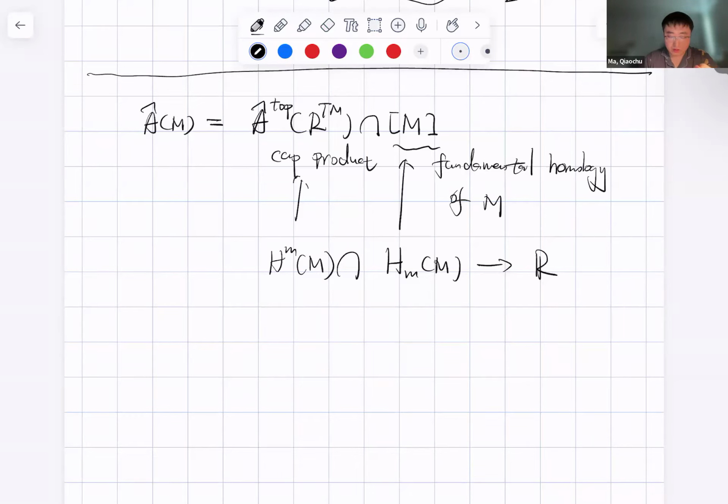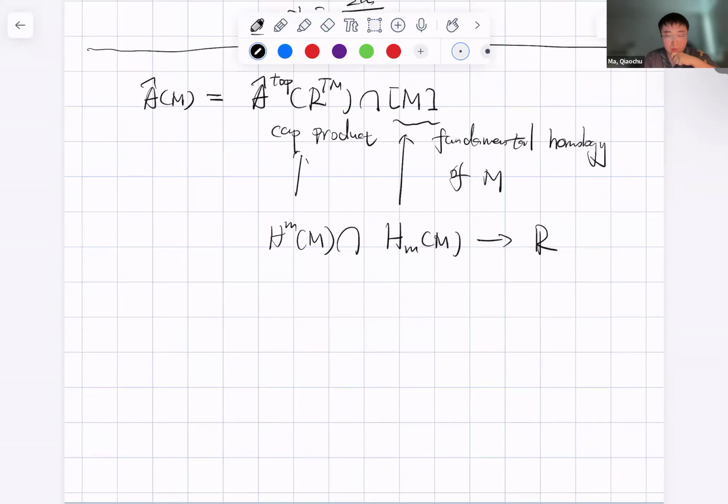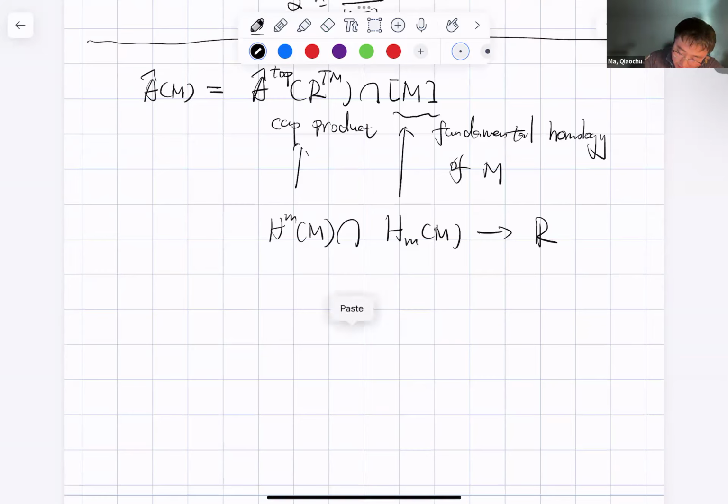But now we consider the lower degree component of the A hat genus. In general, it's a degree i component.